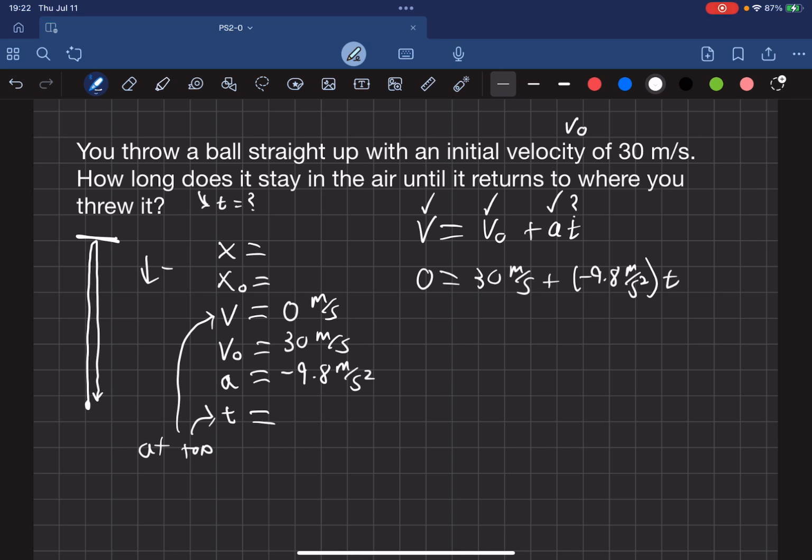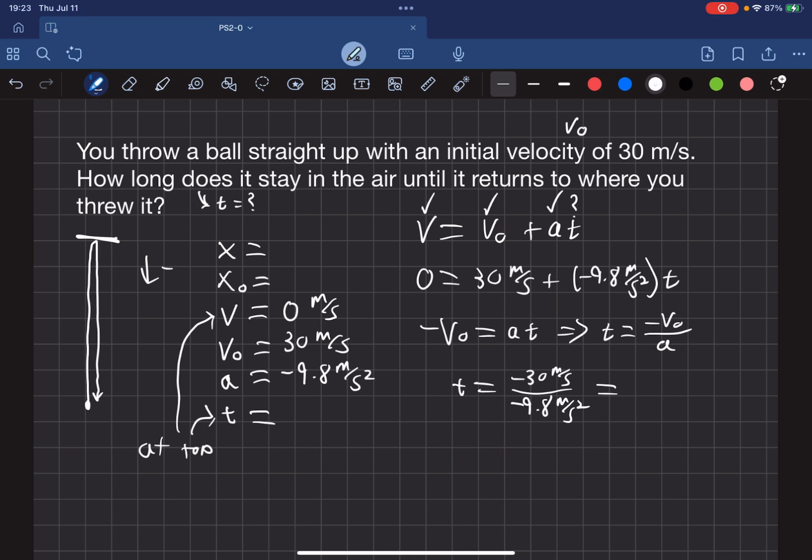And I just noticed that I did not follow my rule of rearrange first, then plug in. We could just do that really quickly. We would have negative initial velocity is equal to acceleration times time. So therefore, time would equal negative initial velocity divided by acceleration. So for our case, time is going to equal negative 30 meters per second divided by the acceleration, which is negative 9.8 meters per second squared. And that's going to get us our final time.